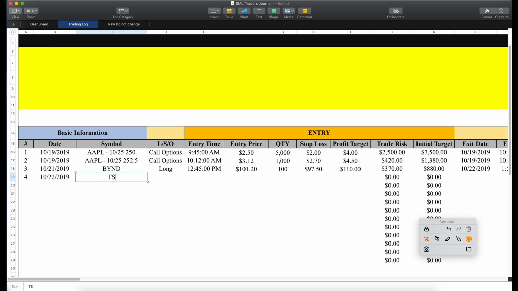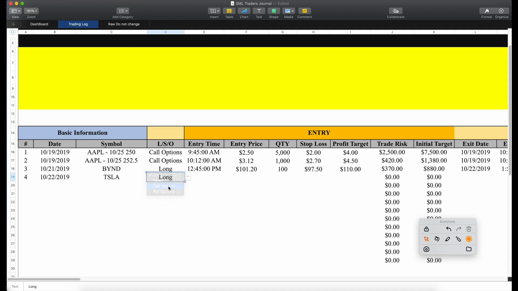Now, a few things I want to bring up. Depending on what you're trading, you can obviously change that here. Let's say I'm looking to trade options. If I'm looking to trade options, I can obviously change that here. Call options, put options, am I going short, am I going long?